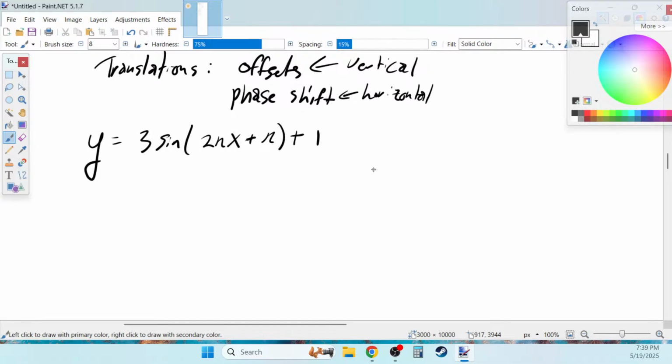Okay. So this here has all 4 types of transformations. We already talked about amplitude changes. This one has an amplitude of 3. It also has a wavelength.